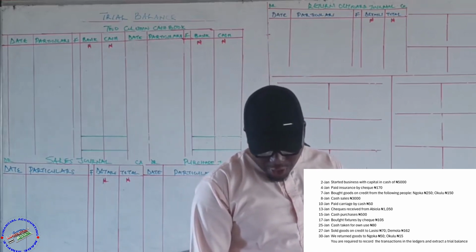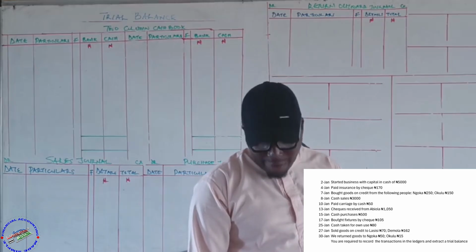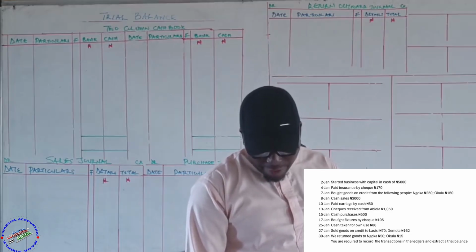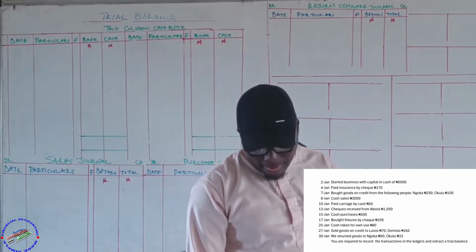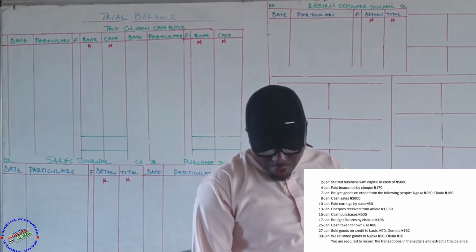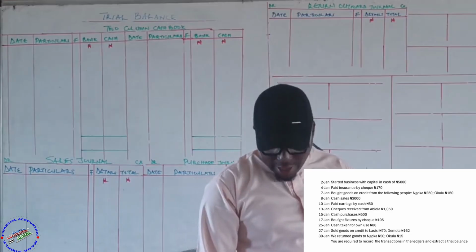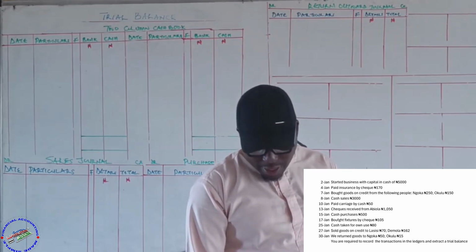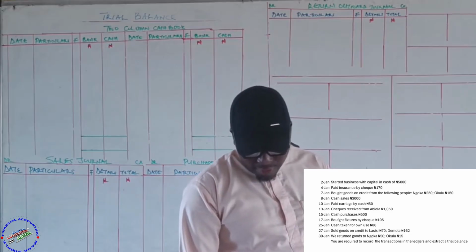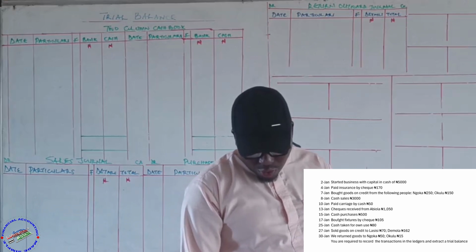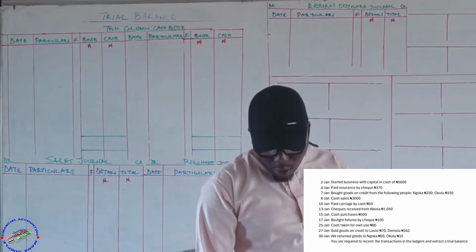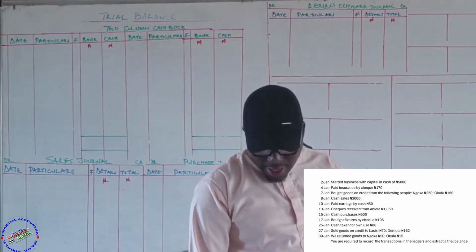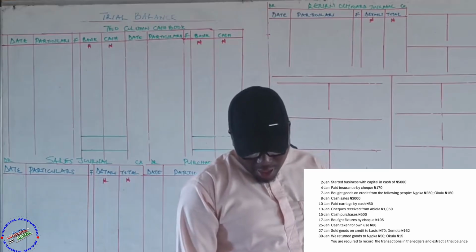17, bought fixtures by check 105 naira. 25, cash taken for own use 80 naira. 27, sold goods on credit to Lasisi 70 naira, Demola 162 naira. 30, we returned goods to Ngoka 15 naira, Okulu 15 naira. You are required to record the transactions in the ledgers and extract a trial balance.